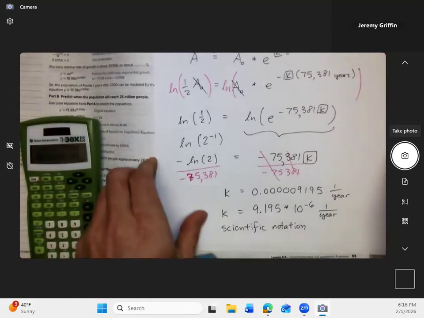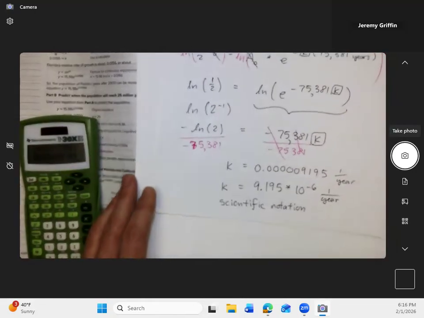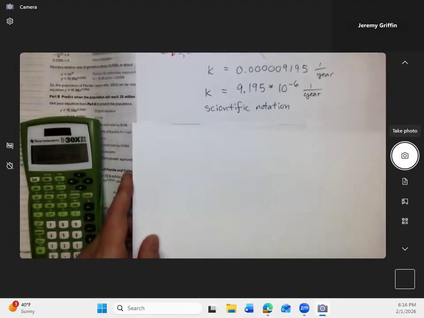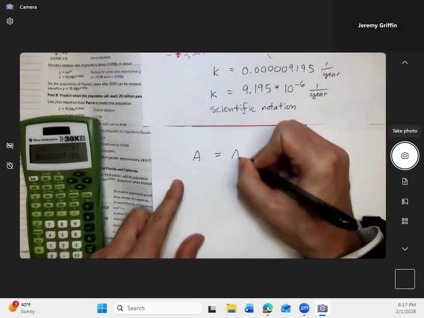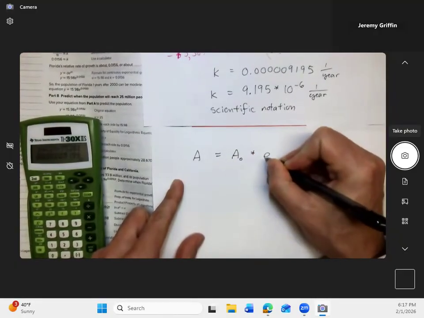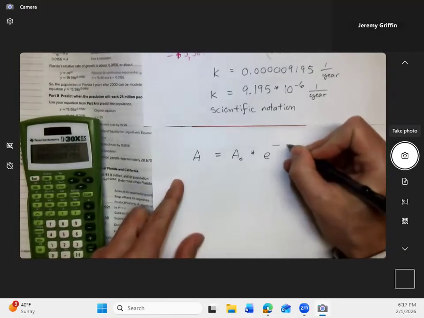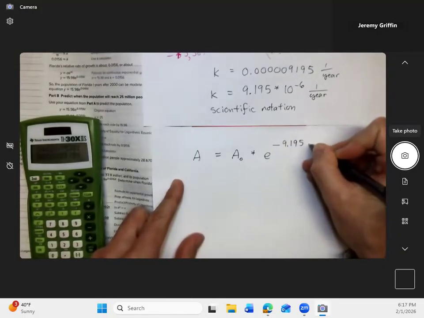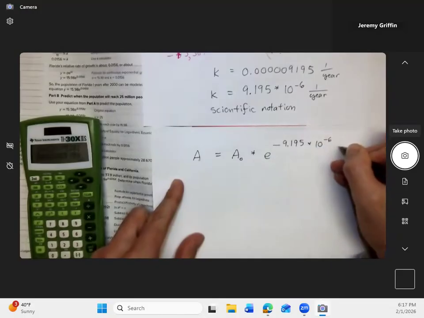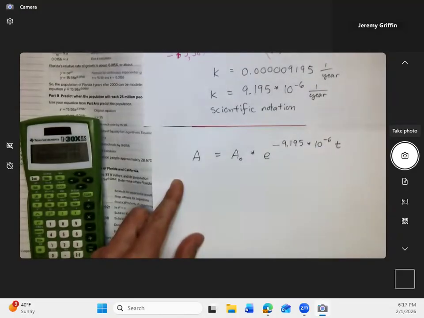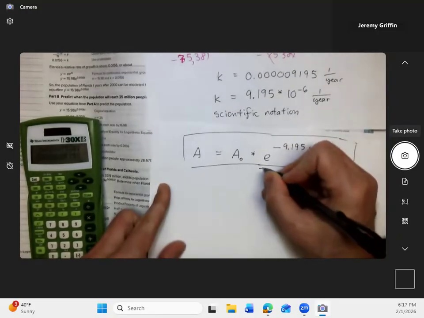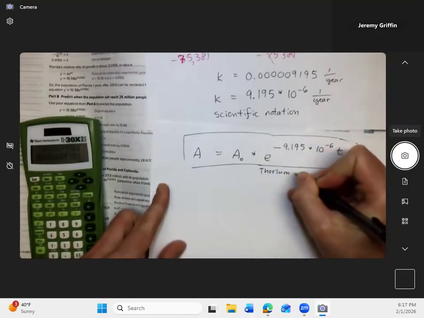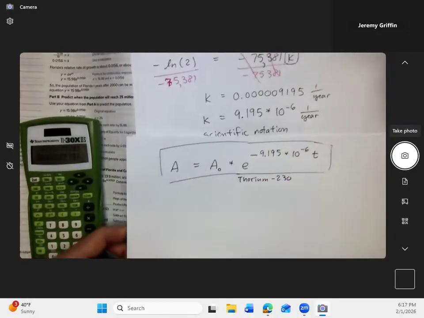But now that we have that k, we can come up with an equation for this isotope of thorium. Okay? Right, so the amount is equal to the initial amount times e to the negative 9.195 times 10 to the negative 6, and then times however much time has passed. So that should be the governing equation for thorium-230.